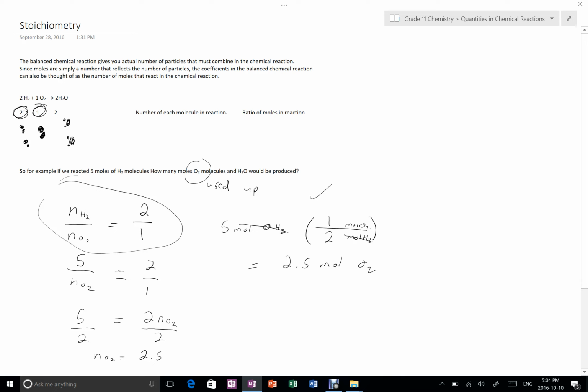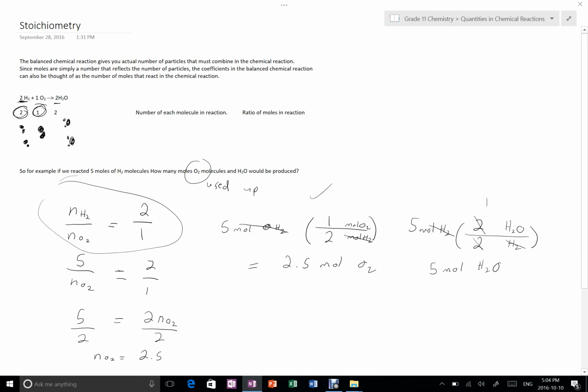One more time, if I have 5 moles of H2, how much H2O will be produced? So my H2 is going away, my H2O is being produced. For every 2 moles of H2 I have 2 moles of H2O. 2 over 2 is just 1. And so I'm going to get 5 moles of H2O.